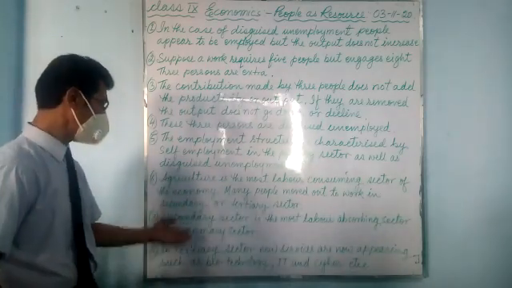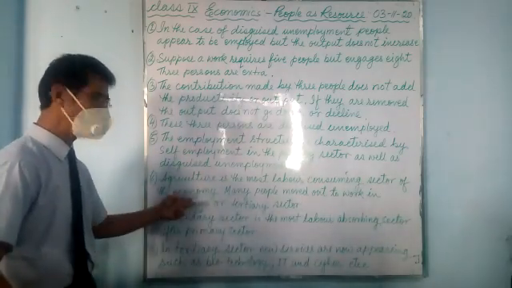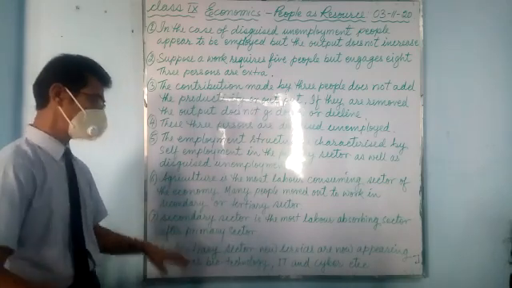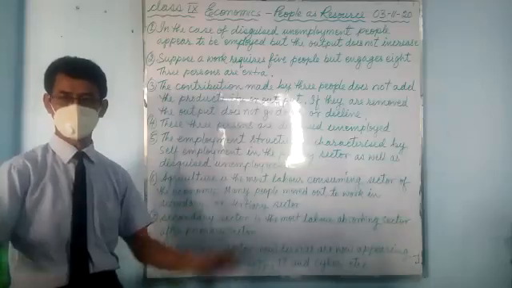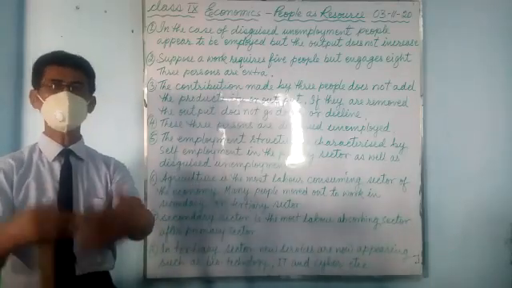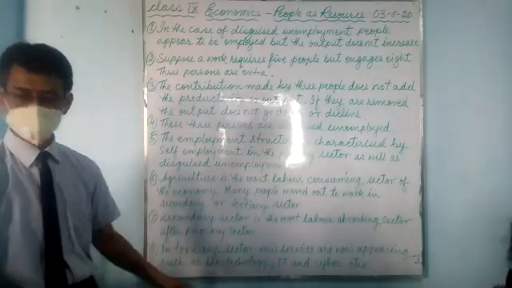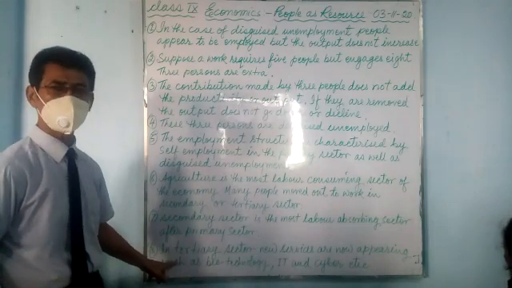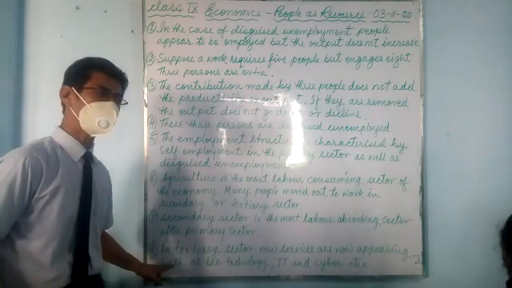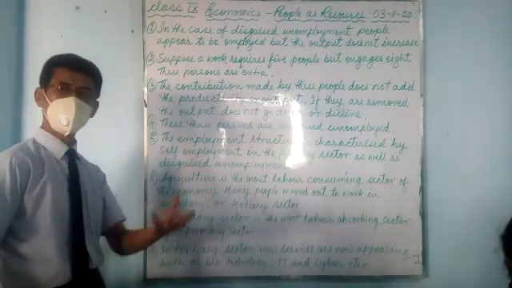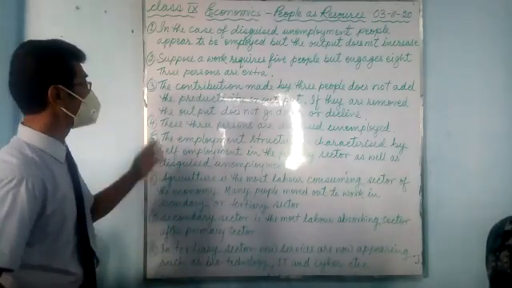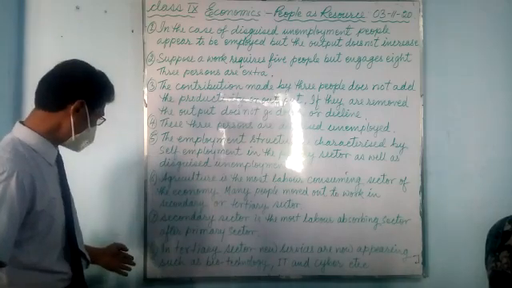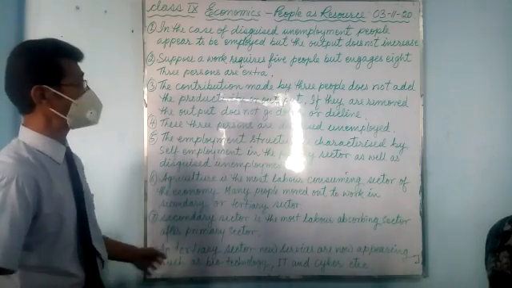So primary is labor consuming, secondary is also labor consuming. Now the tertiary sector is growing. New services are being added to it, and in future the tertiary sector will also absorb a lot of workforce or labor. In this way we have learned the 8 points in this chapter: people as resource.